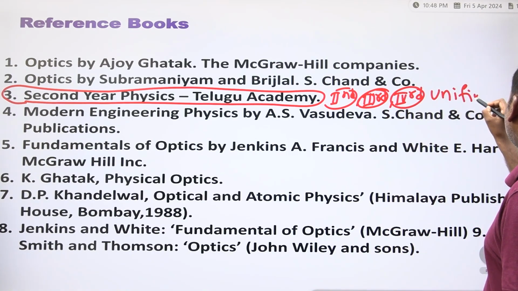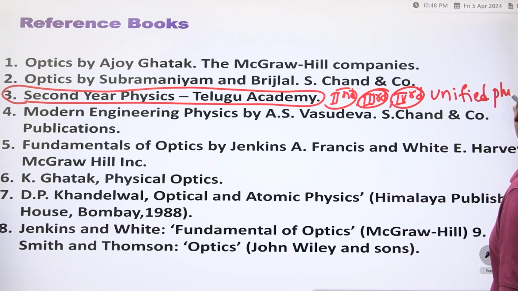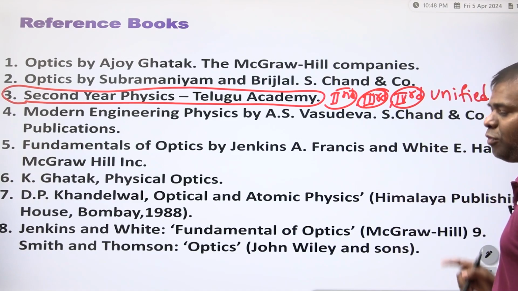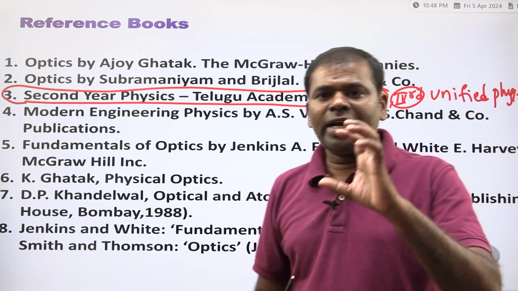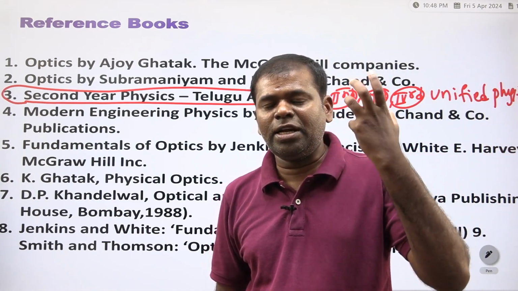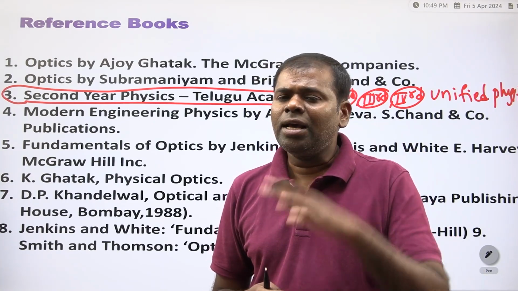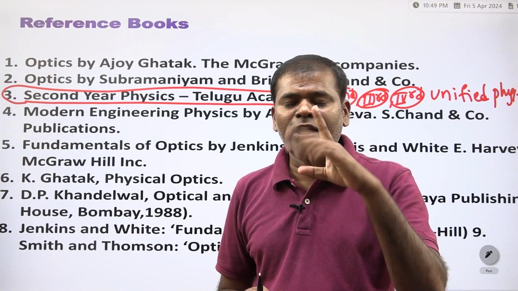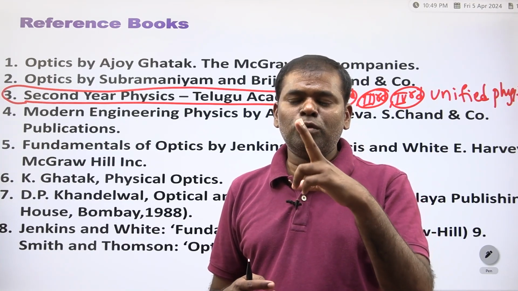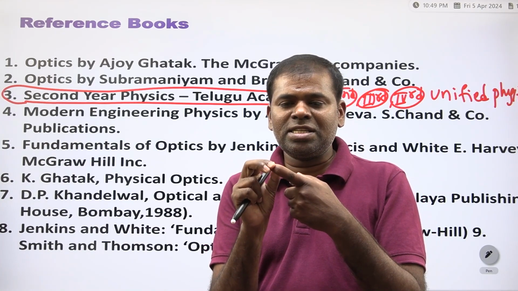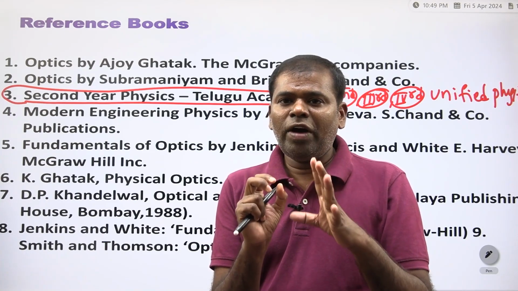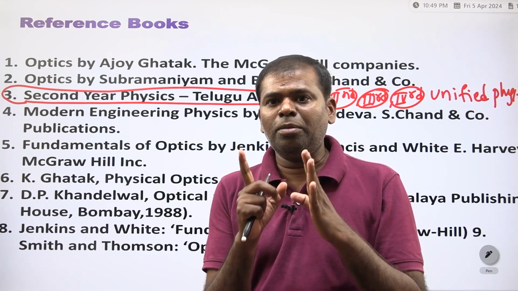Unified physics second year also you have to take. There you will get the second, third and fourth units. The first unit, waves, you get in a different book: waves and oscillations, a first year book, but the entire portion is not there. Only two subtopics are there: one is the stretched string, and another is the vibrating bar and longitudinal bar.